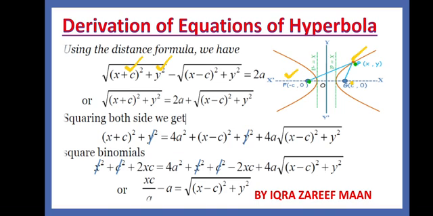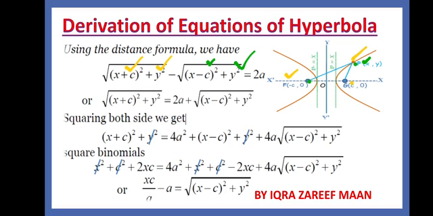Next, we calculate the distance between P and G. We subtract the x coordinate of G from the x coordinate of P, that gives us the value x minus c. And next, for the y coordinate, we subtract the y coordinate of G from the y coordinate of P, that gives us the value y squared, and the difference is equal to 2a.